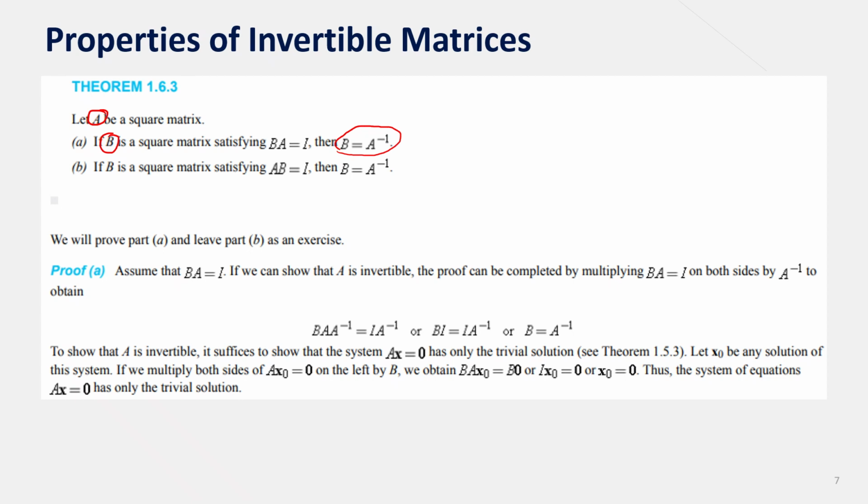The other way around, when A and B are square matrices, previously we had B multiplied by A, now we have A multiplied by B. It's also defined that B is the inverse of A. Okay.